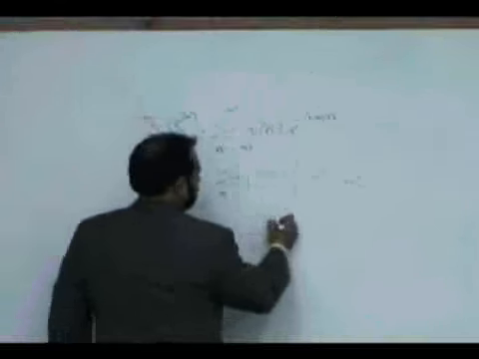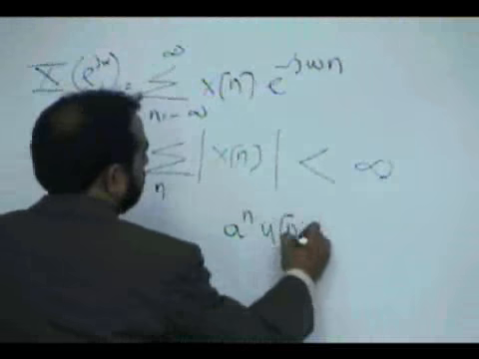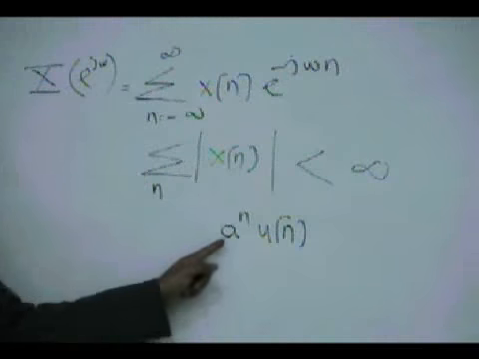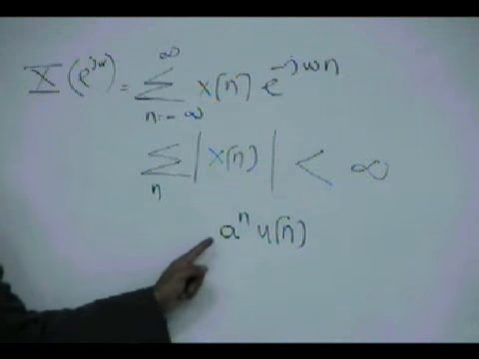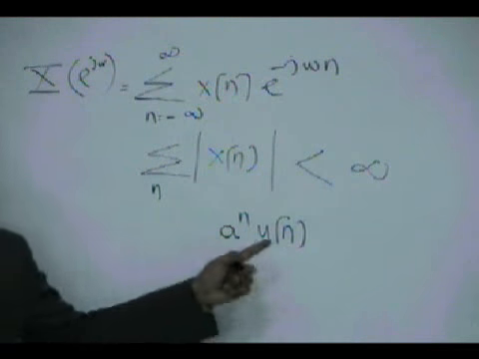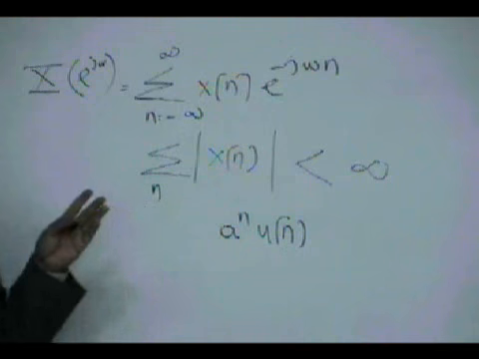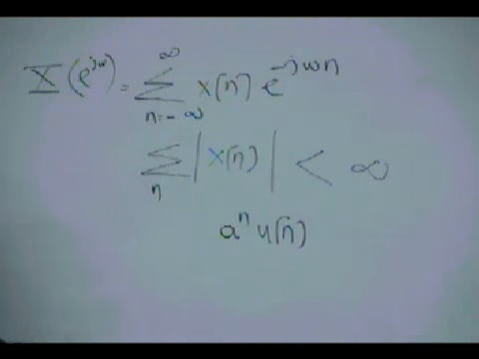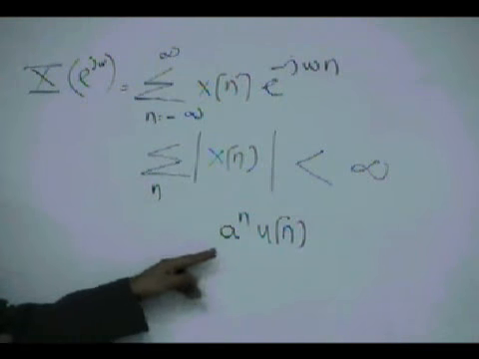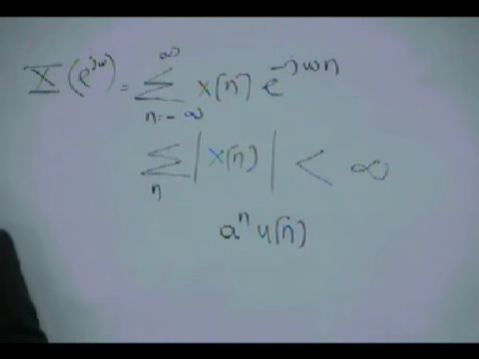So you say, okay, this is an exponential a^n u[n], I need to deal with this. This a will decide whether this is absolutely summable or not. We know that if its absolute magnitude is less than 1, then it is absolutely summable. If not, it is not absolutely summable.